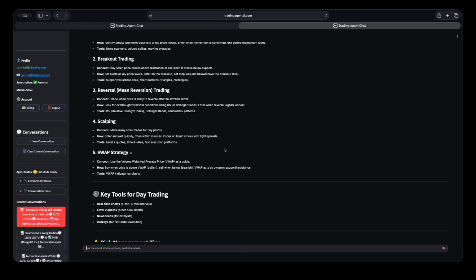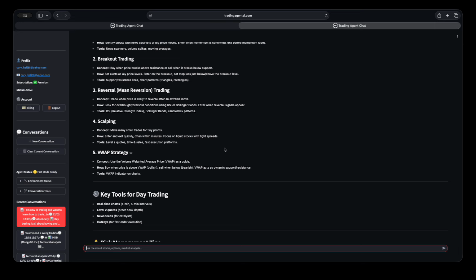And then number 4 is scalping. Scalping is making many small trades for tiny profits. Enter and exit quickly, often within minutes. Focus on liquid stocks with tight spreads. Some tools used for scalping are level 2 quotes, time and sales, and fast execution platforms.